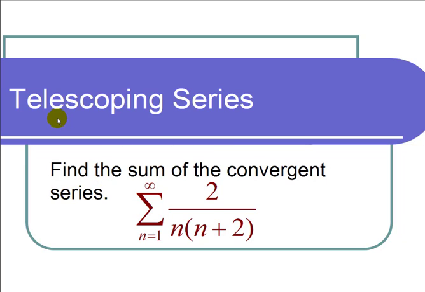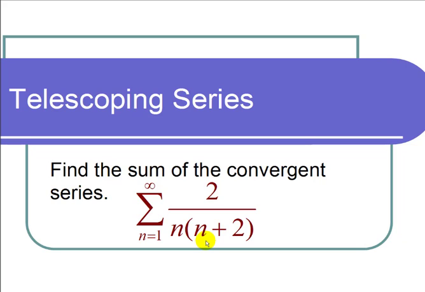This is a video on telescoping series. The question states, find the sum of the convergent series, the summation from n equals 1 to infinity of 2 over n times n plus 2. So to find the sum, I'm going to invoke a few tricks.